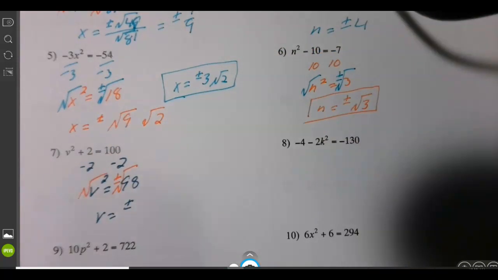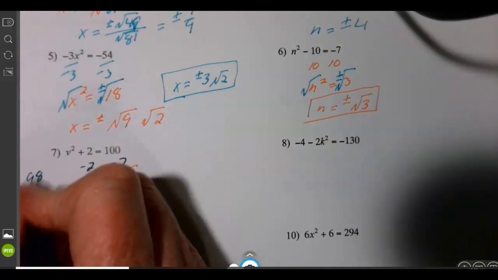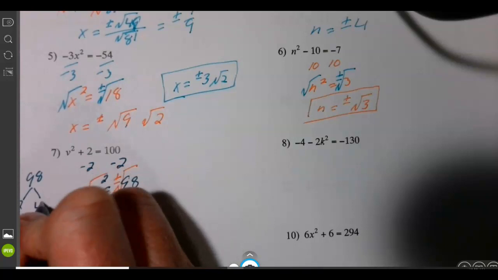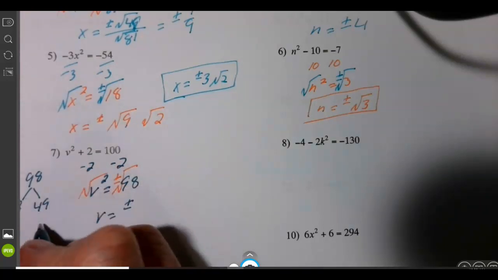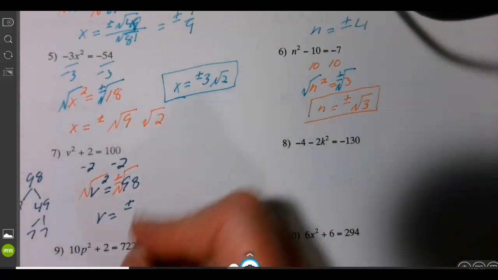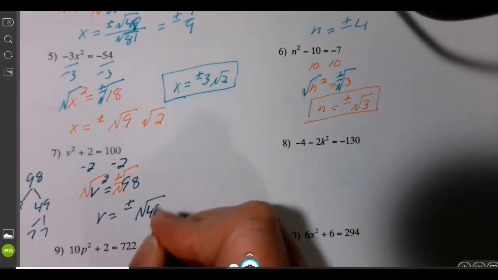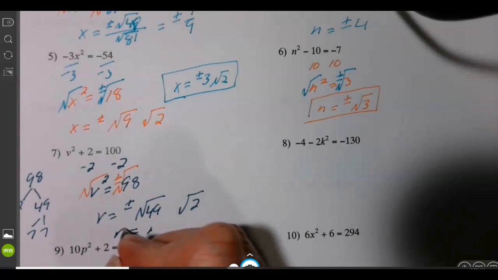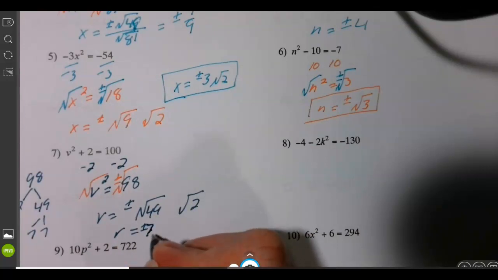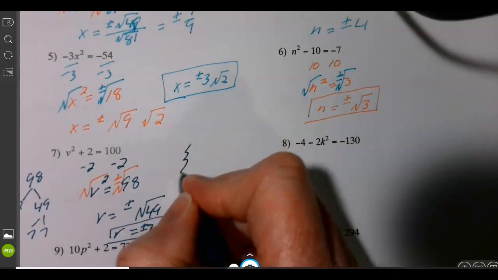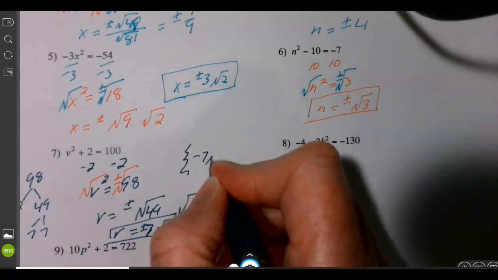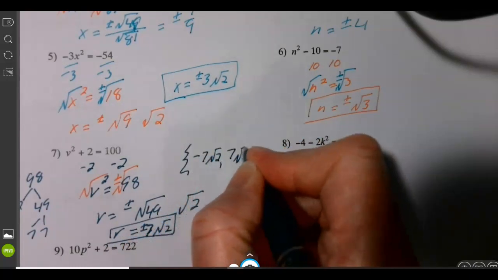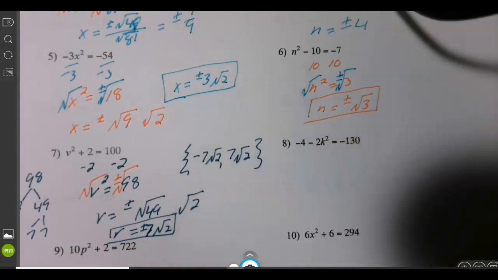Now, this might have been one that would have been faster if we would have gone over here and broken it down, because we would have seen very quickly it's 49. So it would have been 7 and 7. Okay? But we can break it into perfect square, non-perfect square. So we get v is equal to plus or minus 7 square root 2. And what that plus or minus means, again, is that we have a negative 7 square root 2 and a positive 7 square root 2. Those are our two answers.